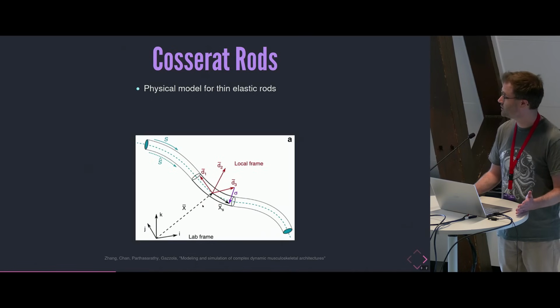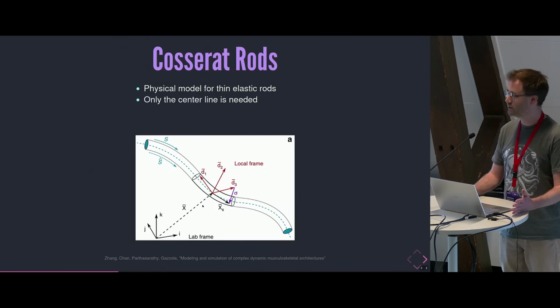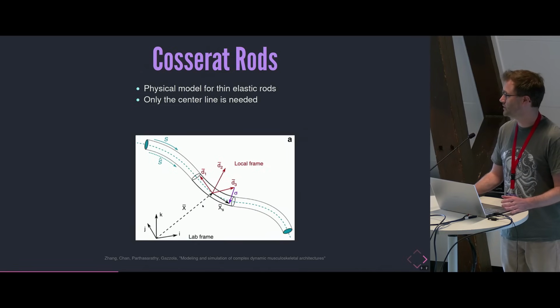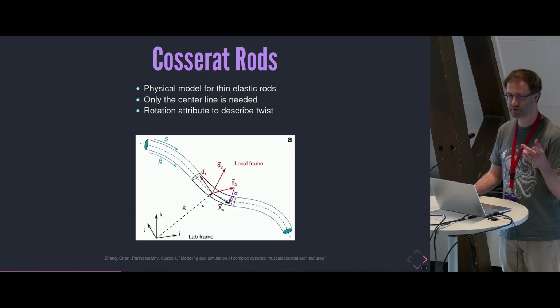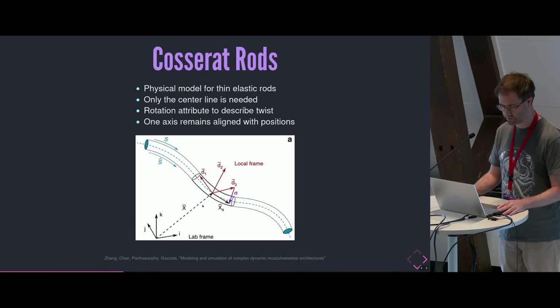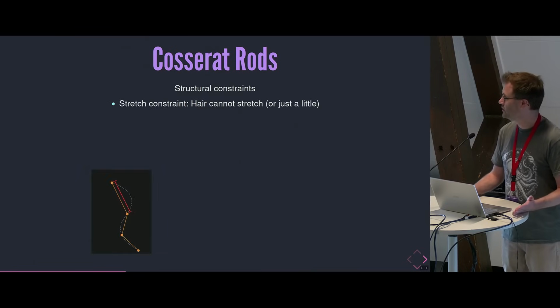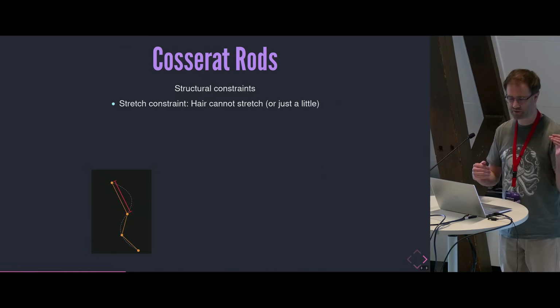The specific physical model we're working with is these Cosserat rods, which are an optimization for thin rods, meaning they can be described entirely by the positions of the center line, and you don't need to actually model the whole volume of these rods. You also need a rotation attribute to capture this twist energy that I mentioned, which is the reason why you can't just use a cloth simulation. And one of the axes of this rotation has to be aligned with the forward direction, which is a part of these constraints.